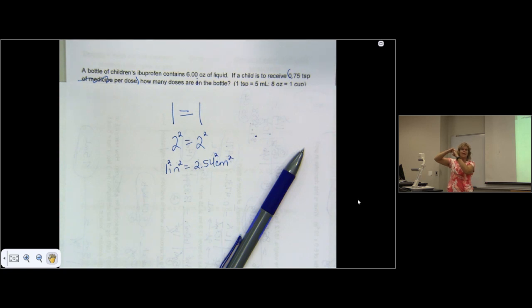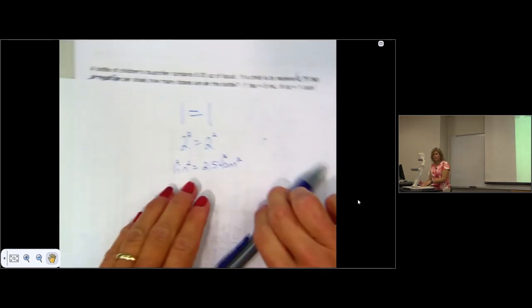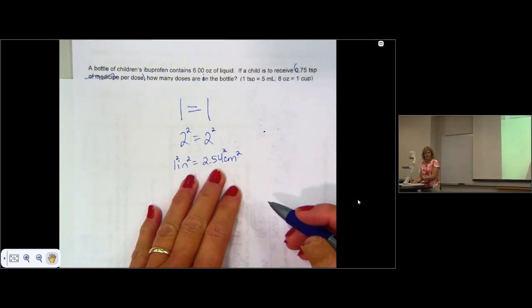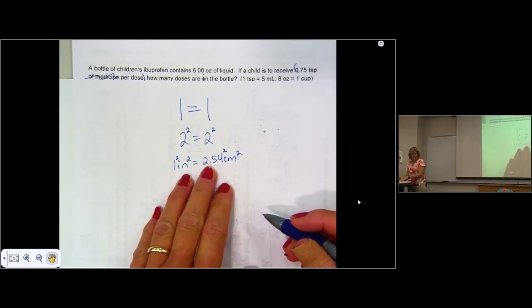That's the same as 2.54 centimeters by 2.54 centimeters. You with me? Okay, in other words, 2.54 of those. Follow? Okay, so this is a conversion factor now. And this can be used as a conversion factor.